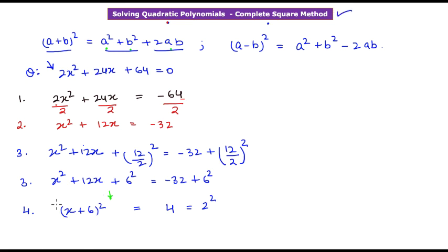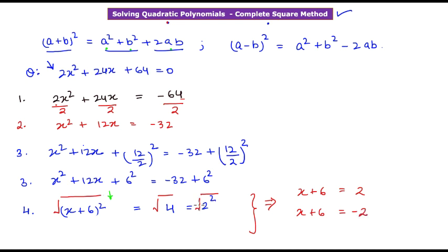Now to find the zeros of this, you can simply take the square root of this whole thing, meaning you'll take the square root of 4 or the square root of 2 square. From this point onwards, I can reach the conclusion that x plus 6, which is the square root of (x + 6) whole square, is equal to 2. I'm simply taking the square root of 2 square, which is 2. Or x plus 6 can also be equal to negative 2.